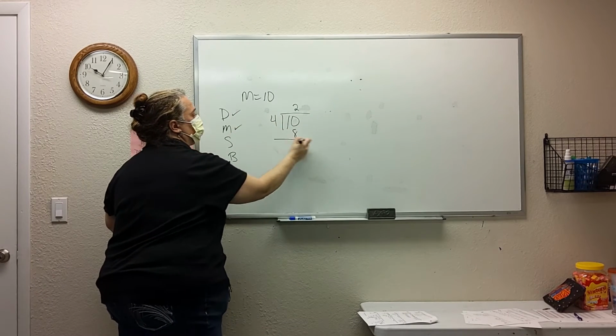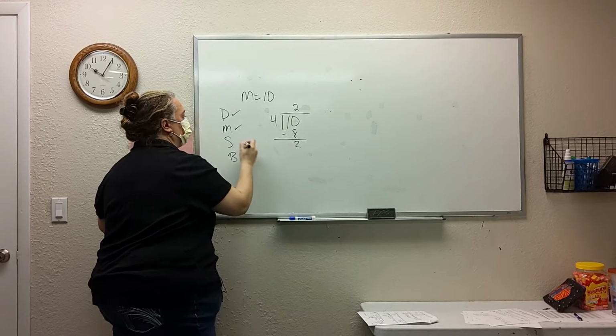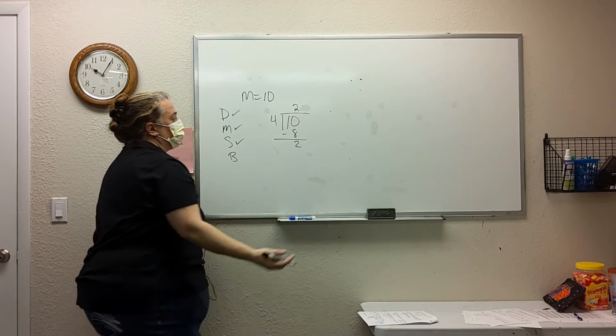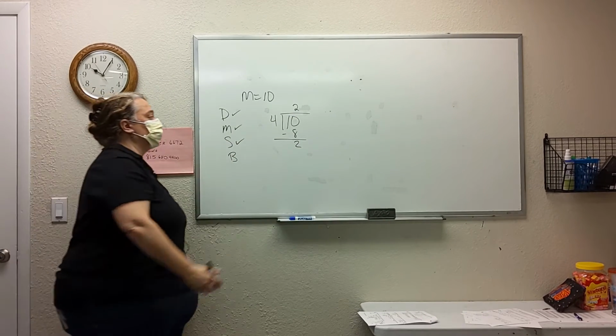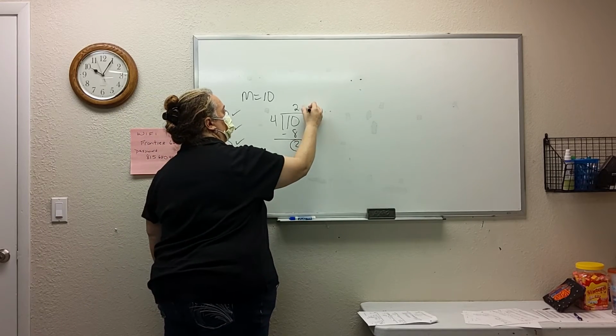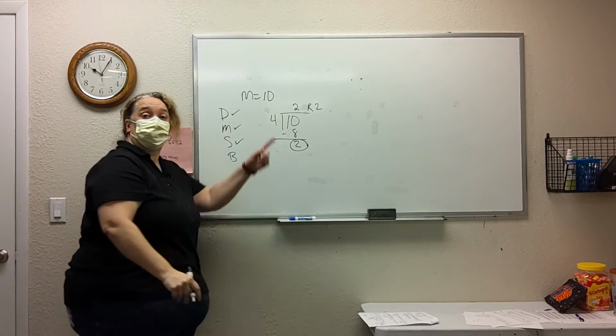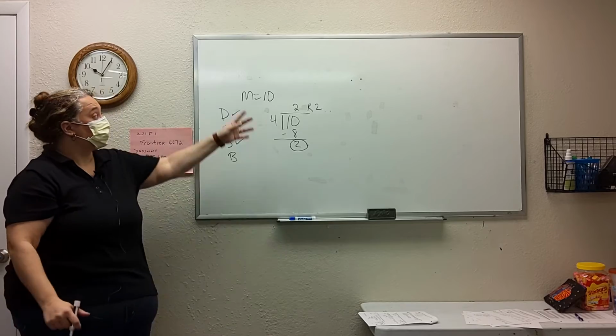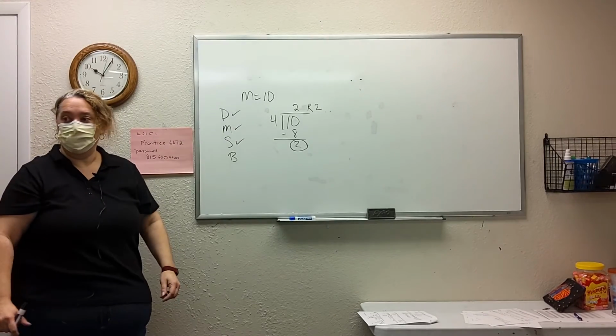That's our multiply step. Subtract. 10 minus 8 is 2. Bring down. I don't have anything left to bring down, so I'm done. My remainder is down here. So my remainder is 2. That's what I wanted. I wanted a remainder of 2. So yes, 10 works for m. Good deal. Good job.